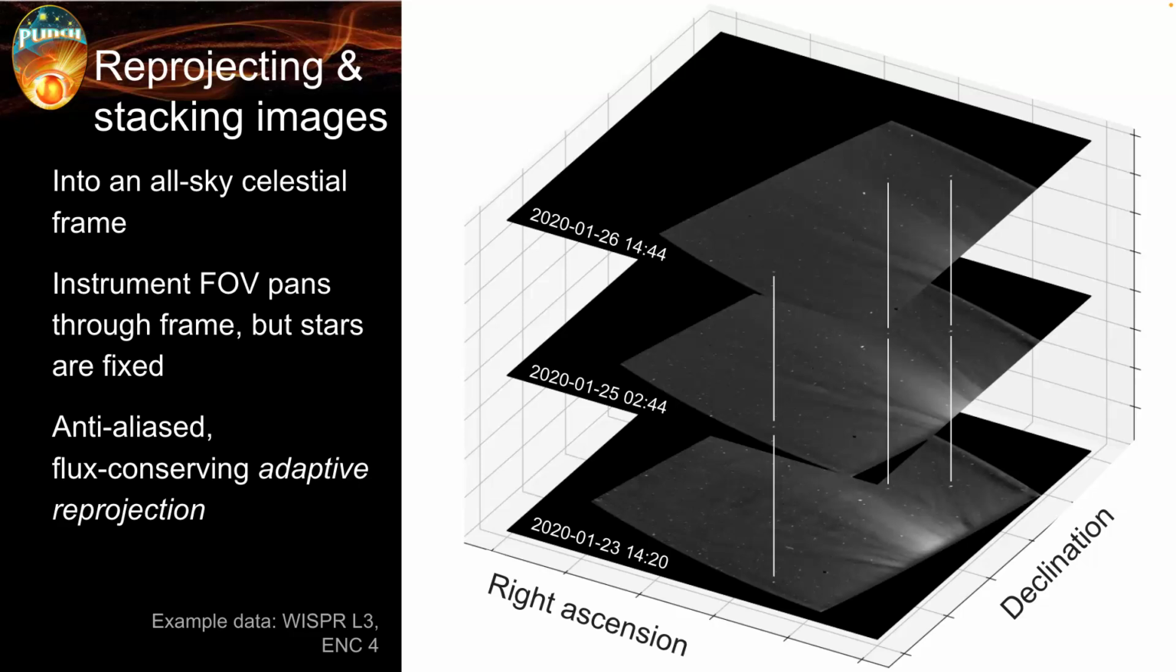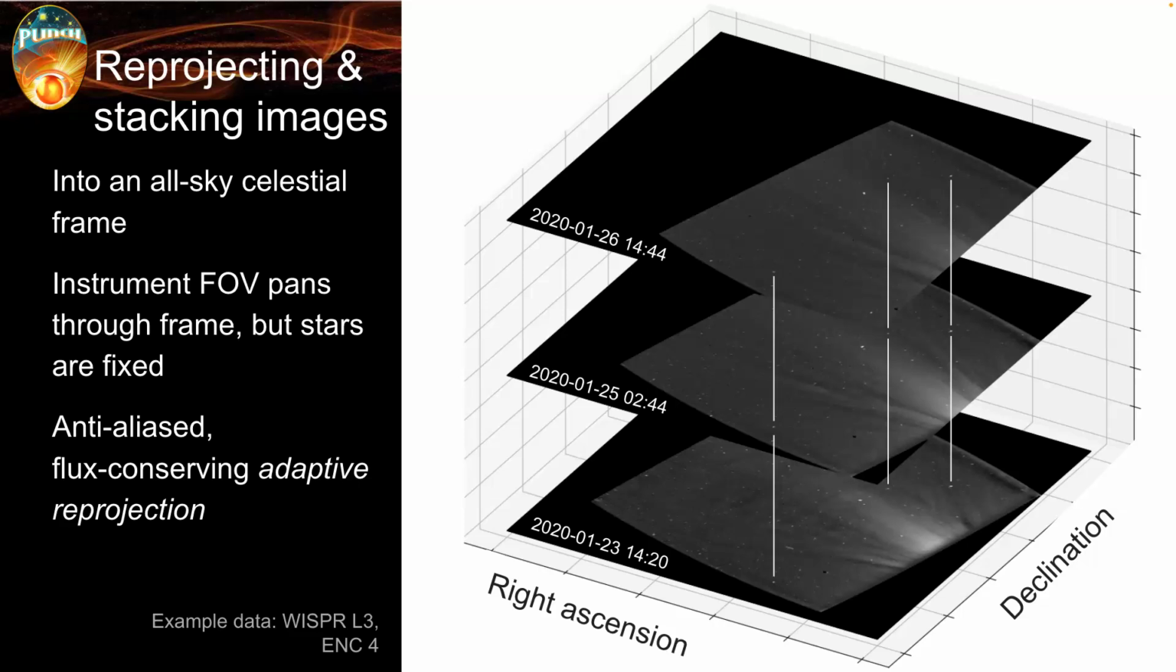They've all been reprojected into the same right ascension declination frame. So you can see the field of view is at different positions in those 3 images. And those vertical lines are just marking 3 sample stars that I can see on the screen. I hope you can see on the screen, just showing that they are at the same XY coordinate in these 3 reprojected stacked images. For the reprojection, we use the adaptive resampling algorithm that Craig put together a while back. It is anti-aliased, it's flux conserving, and so it's a really good choice for this application.